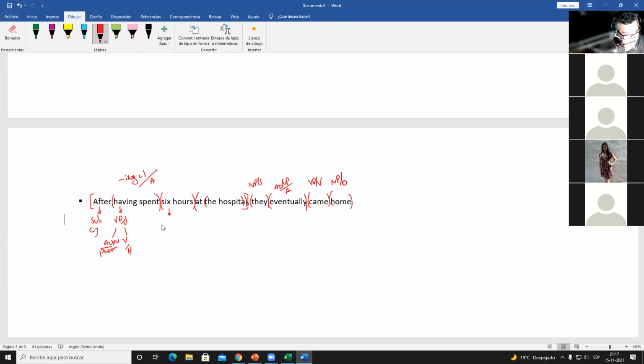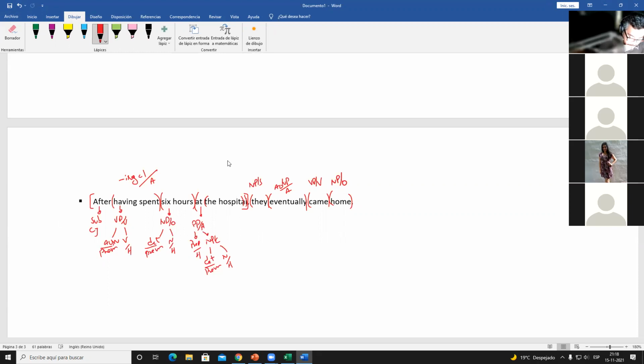Having spent what? 6 hours, right? Noun phrase object, 6 hours. Determiner premodifier 6 and noun head hours. And then where? At the hospital. Prepositional phrase adverbial with the preposition head and the noun phrase complement the hospital, determiner premodifier and noun head. All the rest is quite simple. I won't do it because you already know how to do it, right?